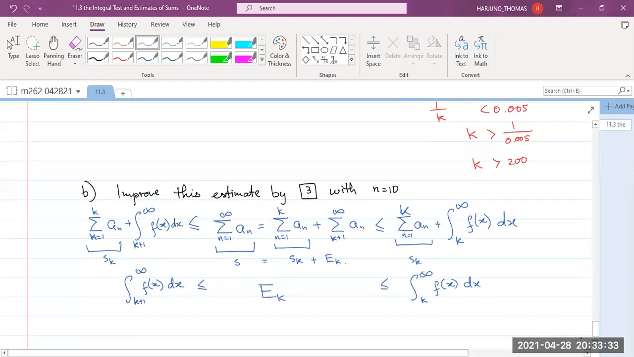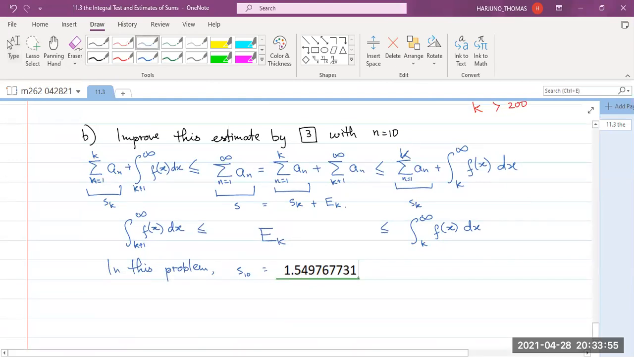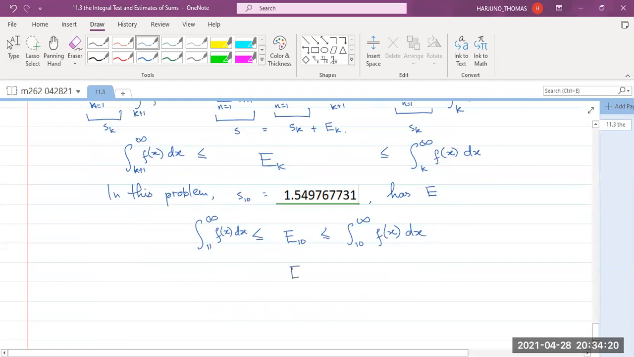In other words, if I go back to this question, the 10th partial sum, which was this, has error bounded above by the integral from 10 to infinity of f(x) dx, yet bounded below by the integral from 11 to infinity of f(x) dx. We computed earlier, then the error will be at most 1/10, at least 1/11.